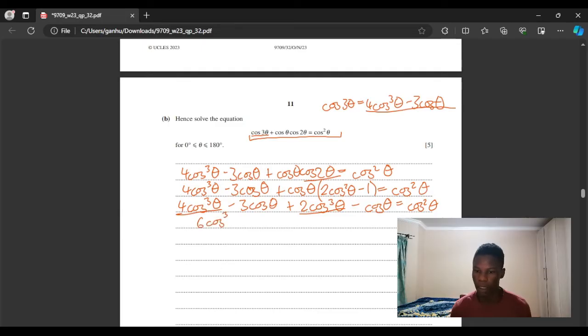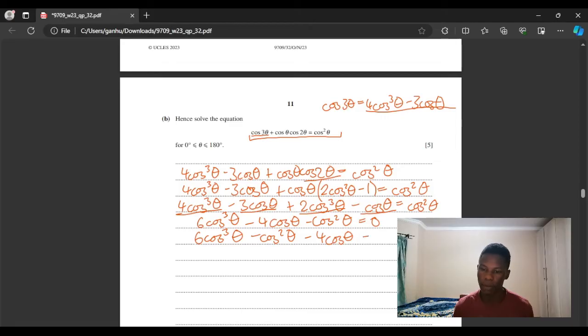That's 6 cos cubed theta minus 3 cos theta minus cos theta minus 4 cos theta, and let's bring the cos squared theta to this side, so that's minus cos squared theta is equal to 0. Let's arrange it in order of descending powers of cos: 6 cos cubed theta minus cos squared theta minus 4 cos theta is equal to 0. You notice that cos theta is actually common in all three terms, so we can factor it out.